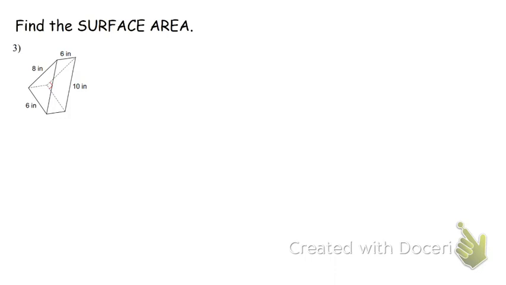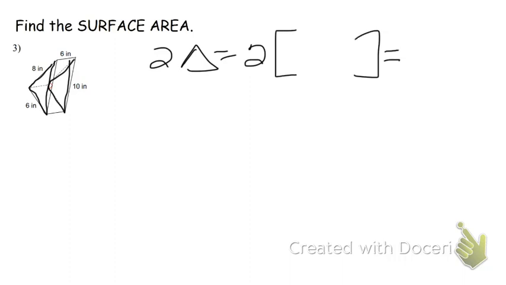So the key is find the matching bases, the thing that you have 2 of. And hopefully you can see that those are triangles. I have this triangle right here and its matching triangular base over here. Okay, so we have 2 triangles again. So we're going to have 2 of whatever the area of one of them is. Okay, so let's see if you can figure out what numbers to use for the area of the triangle. First of all, area of one triangle is 1/2 base times height.